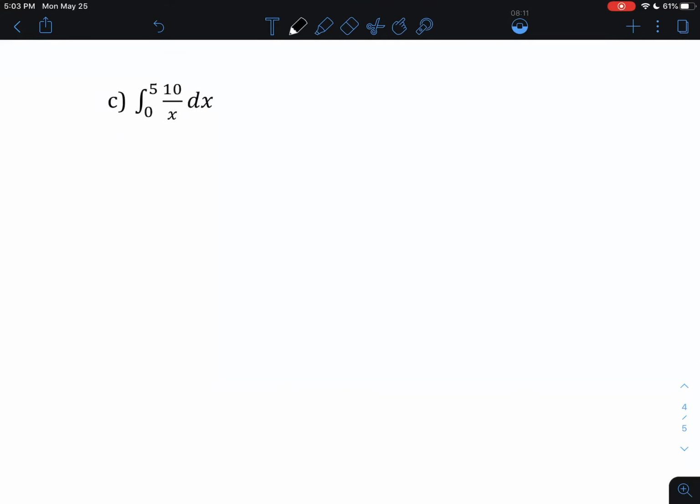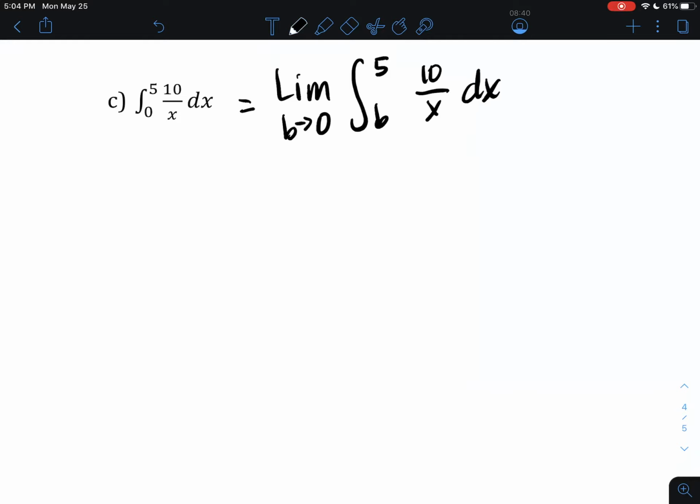Okay. Now here I don't have an infinity, but if I plug in 0, it will give me undefined. So that's what I'm going to rewrite. The limit as b approaches 0 from b to 5, and I'm going to leave it because that one doesn't have an exponent. So 10 over x dx.